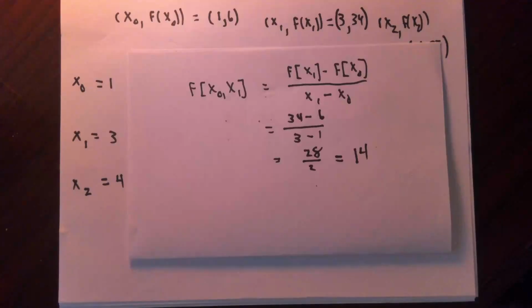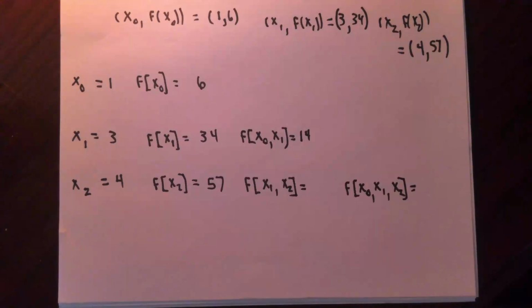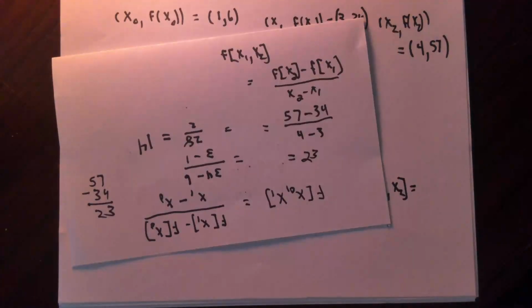You end up with 34 minus 6 divided by 3 minus 1. 28 over 2 is 14. It cost me two subtractions and a division to do this. Calculating f[x1, x2] is done in an exactly similar way, resulting in 23 for an answer.